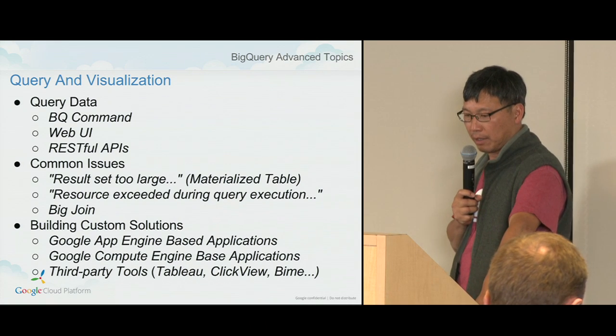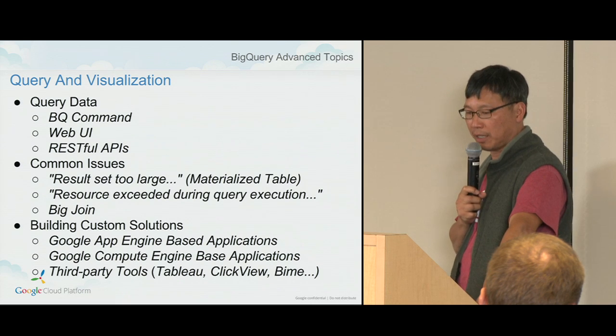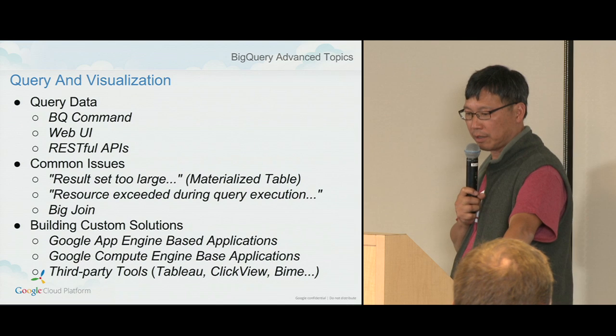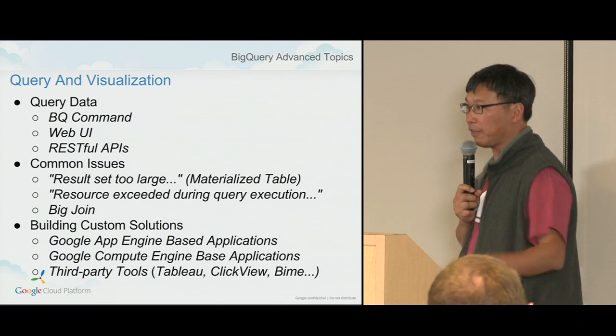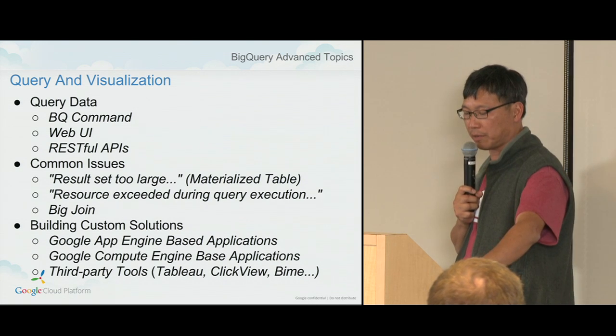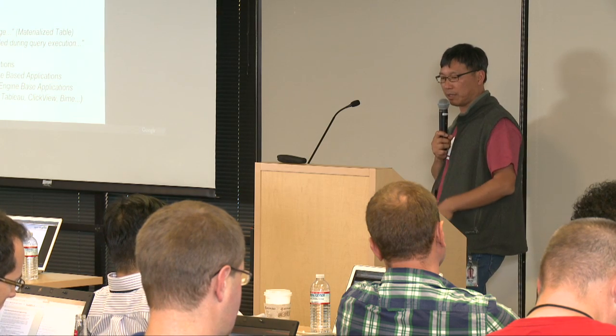The last step is query and visualization. There are three ways that you can query your data: the BQ command, the web UI, or the RESTful API. The common issues you will see are the result set being too large, which I think Shiro mentioned. The other one is resources exceeded during query execution. This is most likely because you're trying to do a GROUP BY instead of GROUP EACH BY. If you see this, you have to change GROUP BY to GROUP EACH BY, or JOIN to JOIN EACH.